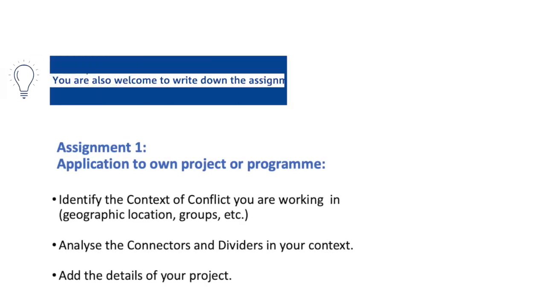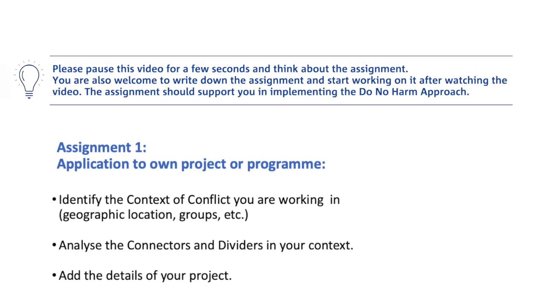Here is your assignment for this part. So first of all, identify the context of conflict you're working in. Second, analyze the connectors and dividers in your context. So those are steps 2 and 3. And then third, add the details of your project in the middle column, which would be step 4 of the application of the Do No Harm framework, as you have seen in the table on the slide before.